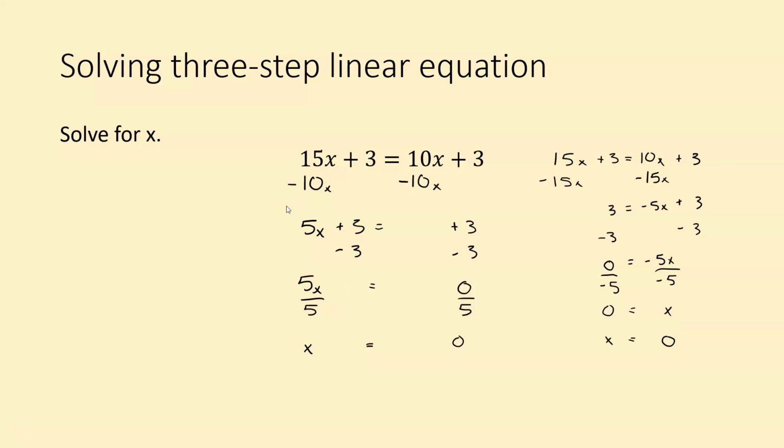And we can see that this is a 3-step equation. First step was subtract 10x, second step was subtract 3, and the third step was divide by 5. So those are the 3 steps. That's why it's called the 3-step equation.